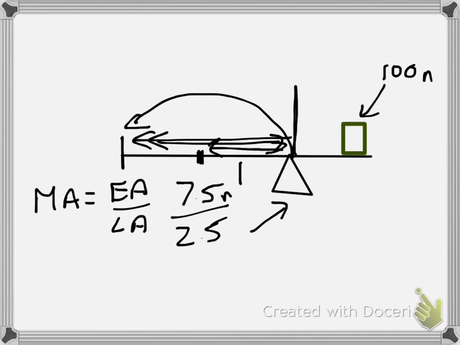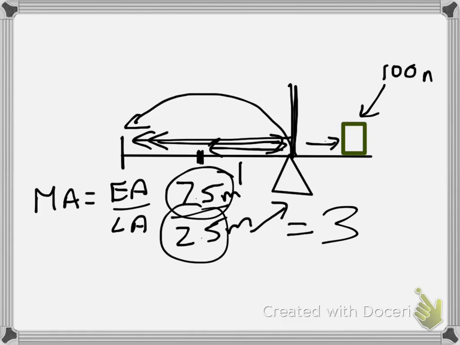Let's say that this one was 7.5 meters now, and let's say that this guy was 2.5 meters. So the distance from the fulcrum to the end of the load arm, where the load is at, would be 2.5 meters. If we took 7.5 and divided it by 2.5, we end up with 3. So 7.5 divided by 2.5 gives us 3. Now that means we have a mechanical advantage of 3 times.